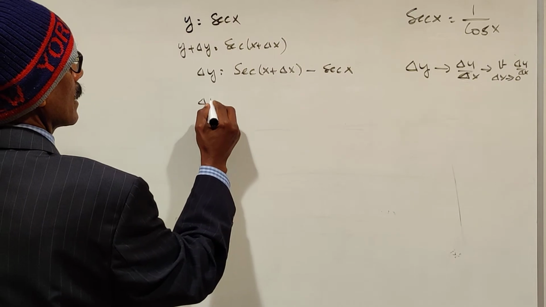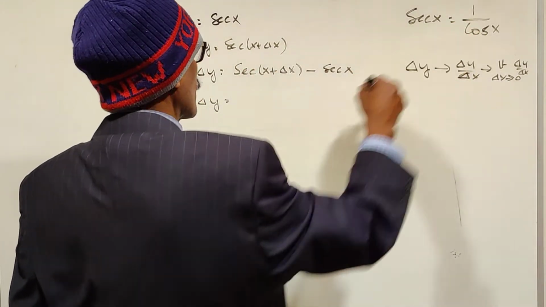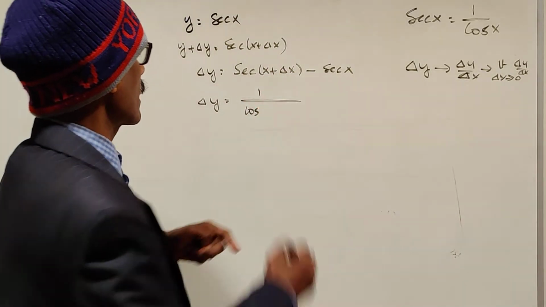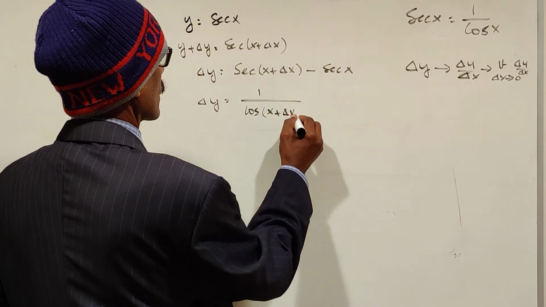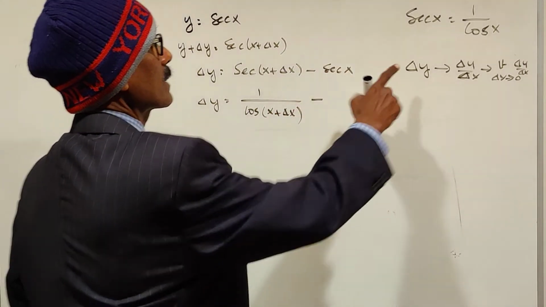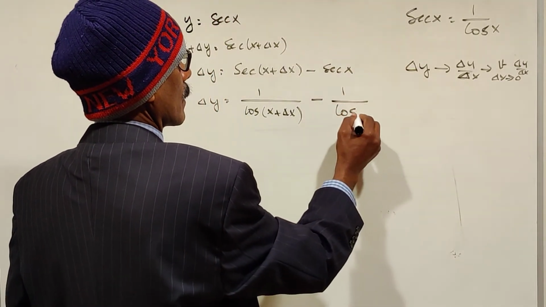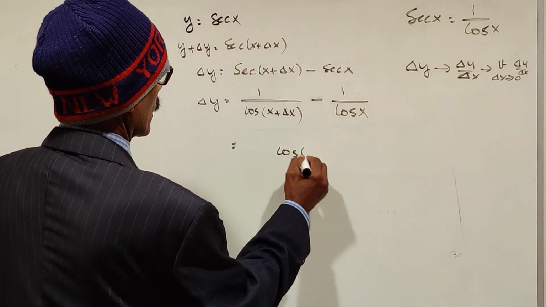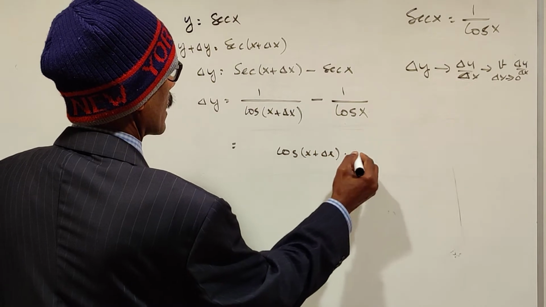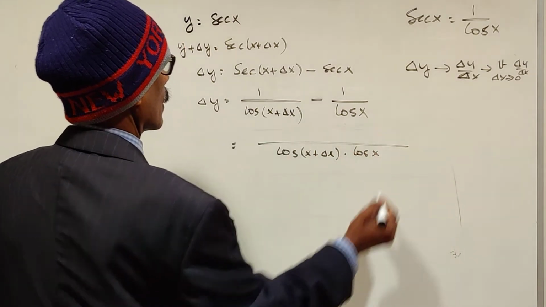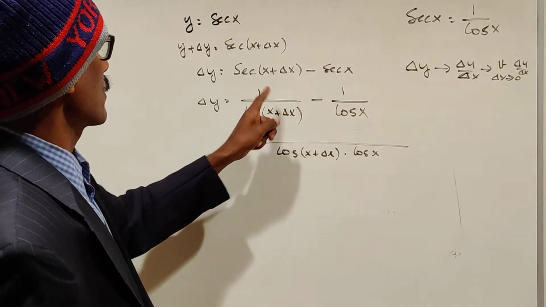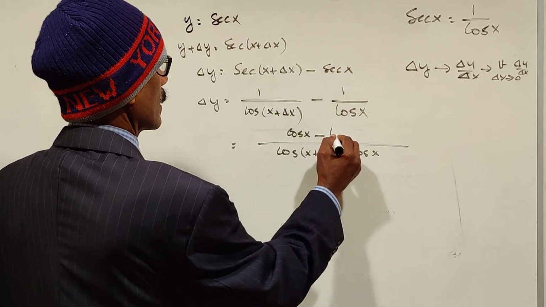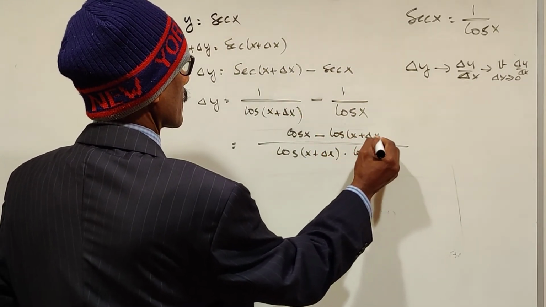Okay, delta y equals, what is sec x? 1 by cos x. 1 by cos of x plus delta x, minus, what is sec x? 1 by cos x. Then take the LCM. Cos of x plus delta x times cos x. Just multiply: 1 times cos x is cos x, minus 1 times cos of x plus delta x.